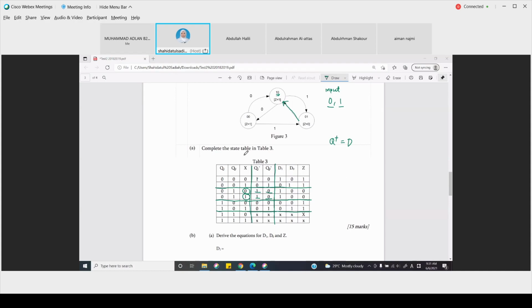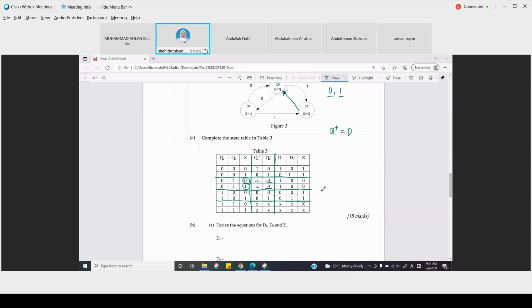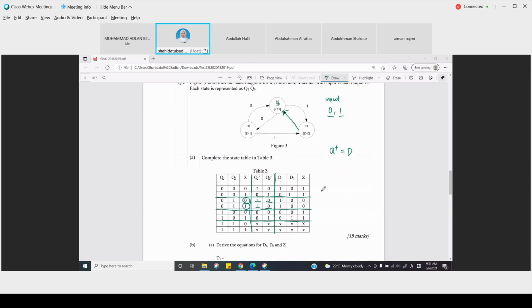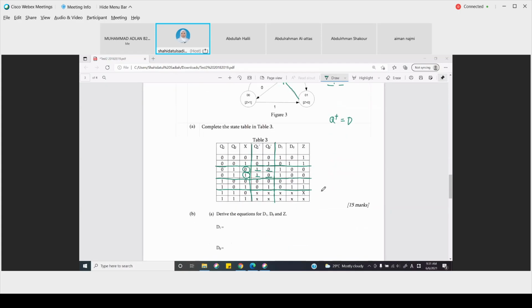When we are in state 1, 0, if the input is 1, we will go to 0, 1. And the output at state 1, 0 is always 1. Right, so that is how we fill up the table.